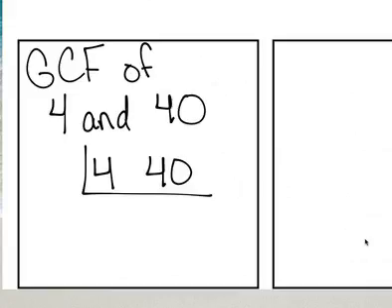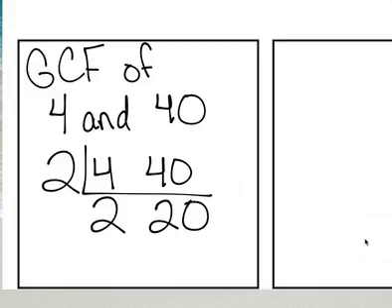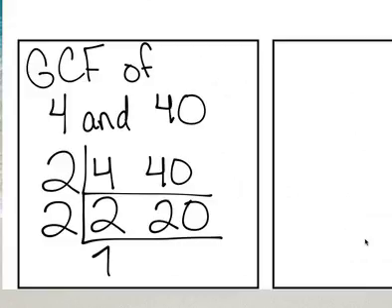So if we start by dividing by 2, remember we write that number off to the side and then simply divide. 4 divided by 2 is 2, and 40 divided by 2 is 20. Looking at that bottom layer, we can see that we can divide 2 and 20 by 2. So we're going to draw another layer and keep dividing. 2 divided by 2 is 1, and 20 divided by 2 is 10.